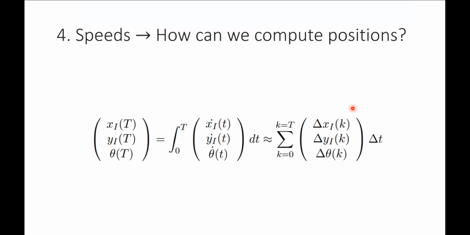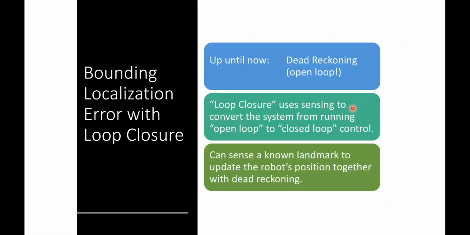All right, so now we can track where our robot is going. And it turns out that's really handy. We can use that for a lot of stuff, and we're going to. But this method is also prone to a lot of error. And so we've come up with at least one way now to bound that error.